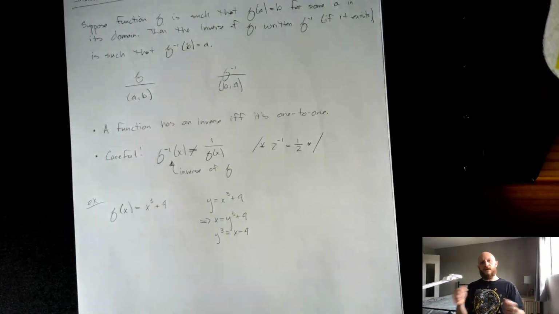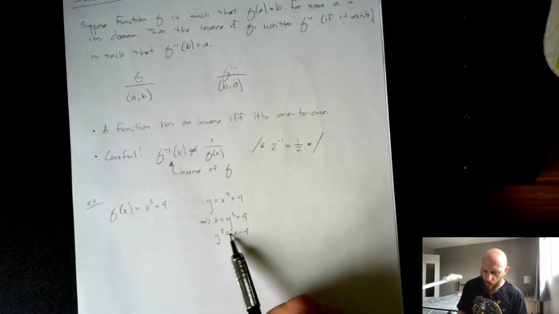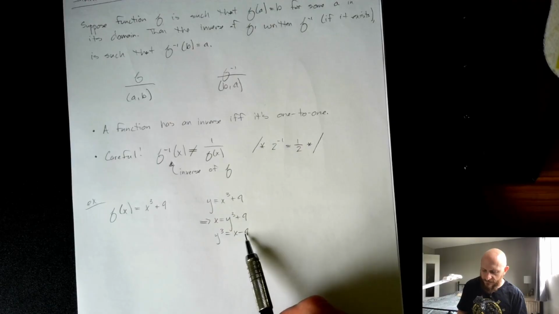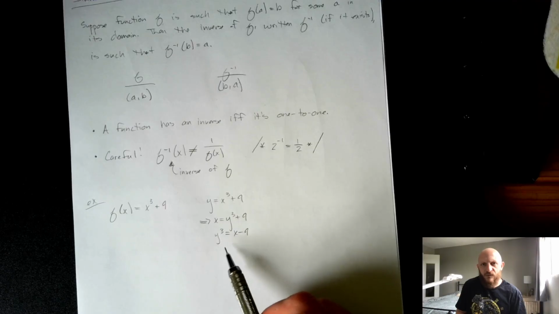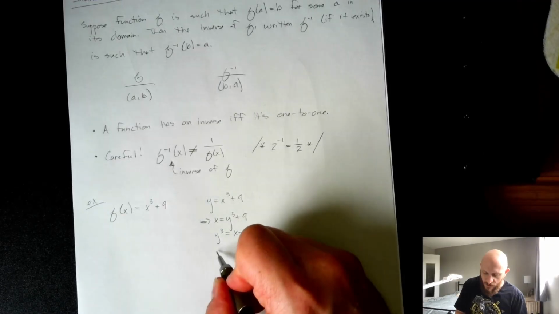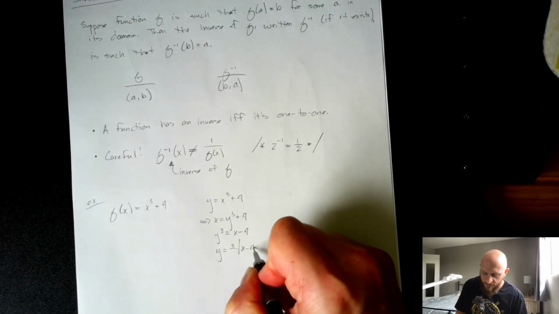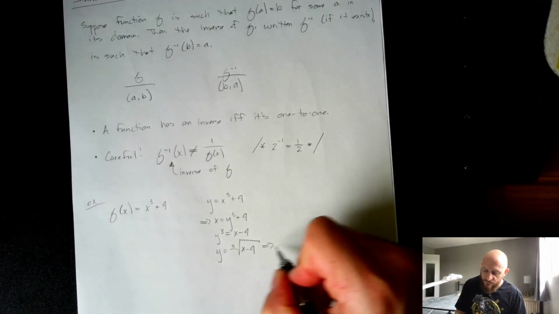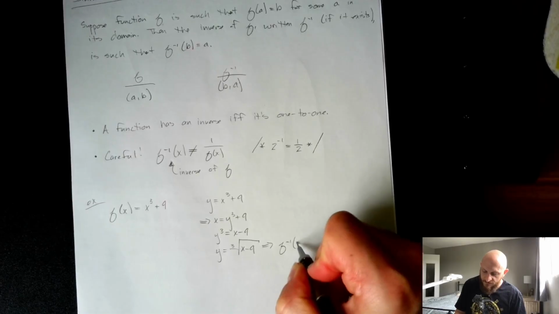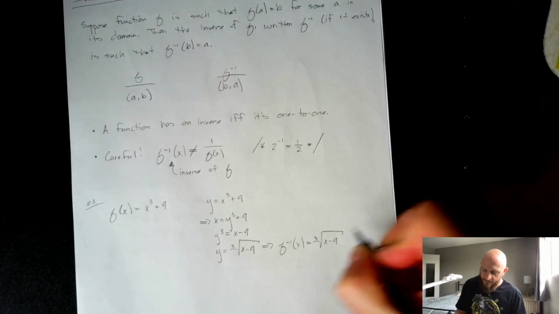So just rewriting the reflexivity. Right, y cubed equals x minus 9. And then how do we solve this? Finish solving this for y. We take the cube root of both sides. So y equals the cube root of x minus 9. And this is f inverse. This is f inverse of x. So f inverse of x is the cube root of x minus 9.